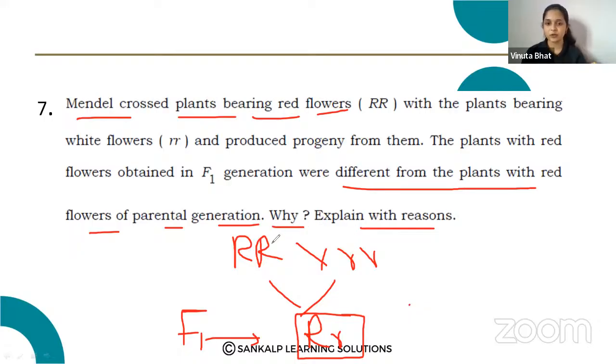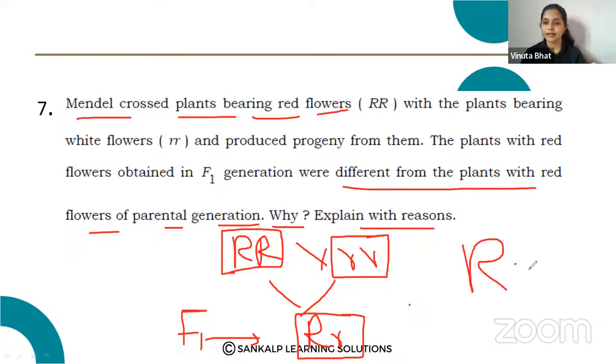See here, what is the question? First, try to understand the question. Here, this is the parental generation, given pure breeding red color flower producing plants. Here, pure breeding, that is white color flower producing plants, right? These plants were crossed, producing flowers that are red color. The genetic combination is capital R and small r. But these plants are different from the parental generation which produced the red color flower. How are they different? Why are they different?